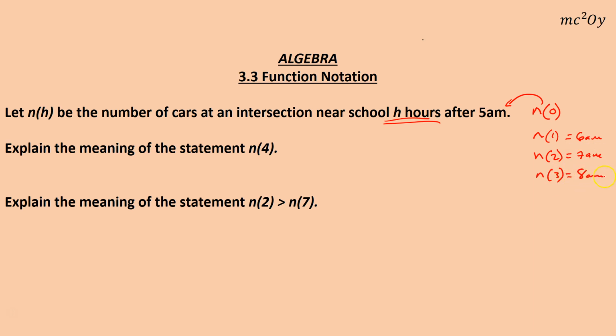n of 3 would be 3 hours after 5 a.m., or 8 a.m. n of 4 means 4 hours after 5 a.m., which is 9 a.m. What is the meaning of n of 2 is greater than n of 7? Well, let's know what n of 2 means first. n of 2 means 7 a.m. n of 7 means 7 hours after 5 a.m. So n of 7 is noon.